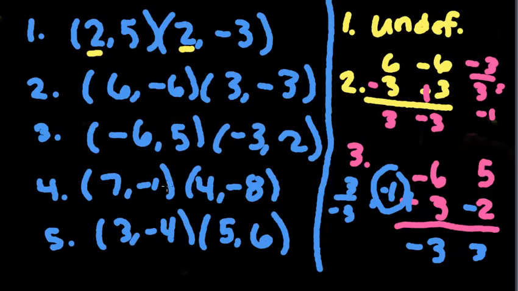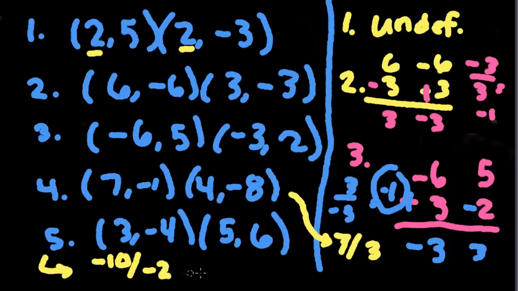The answer for number 4, this one doesn't come out to be as pretty. Your y's, when you subtract, you get a 7, and your x's, when you subtract, you get a 3. So you get 7 over 3. And then the last one, number 5, when you subtract, you get a -10 on top divided by a -2 on the bottom, which simplifies to be a +5.